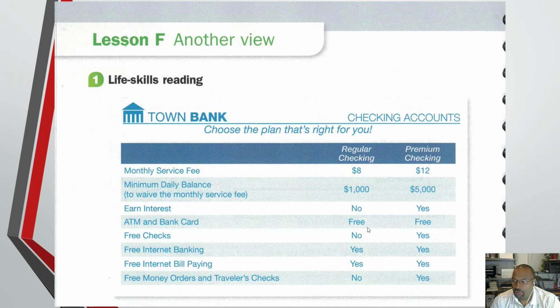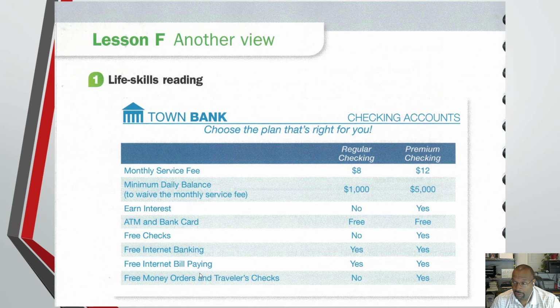To earn interest, do you need to have money too? Can you earn interest here? With regular checking account, no. With premium checking account, yes. ATM and bank card, how much would that cost you? Regular, free. Premium, free. To have free checks. Regular checking, no, you don't have free checks. Premium checking, yes, free checks. Free internet banking. Regular checking, yes, you can have free internet banking, and with premium as well.